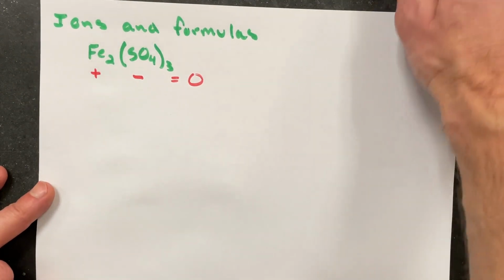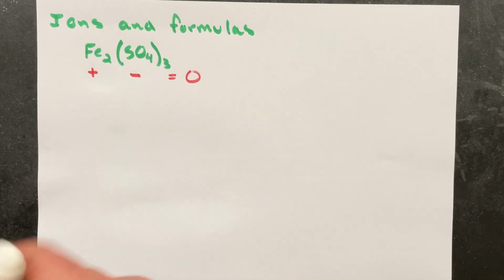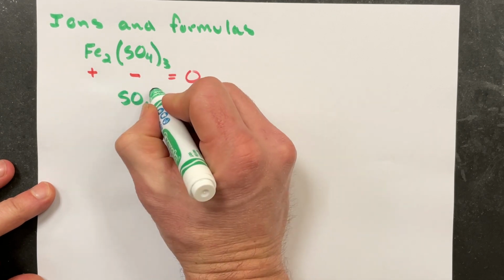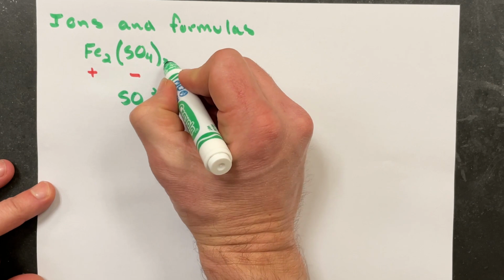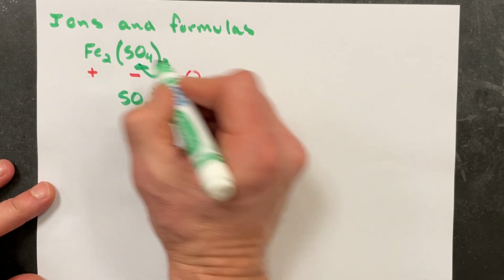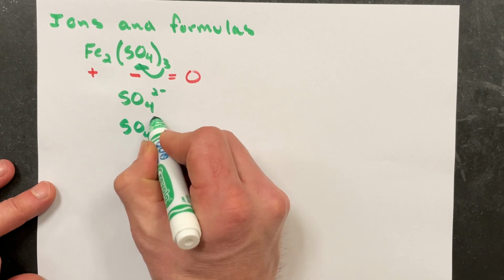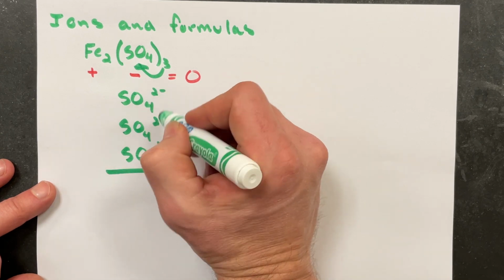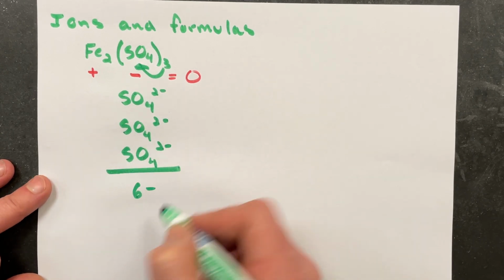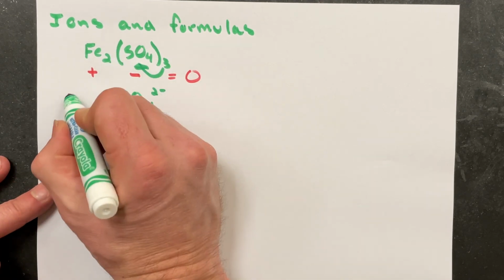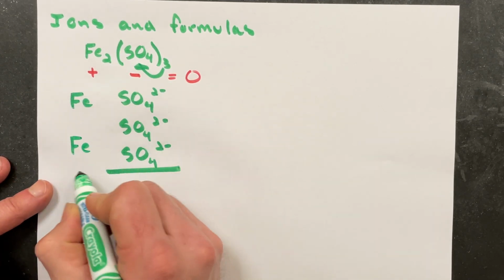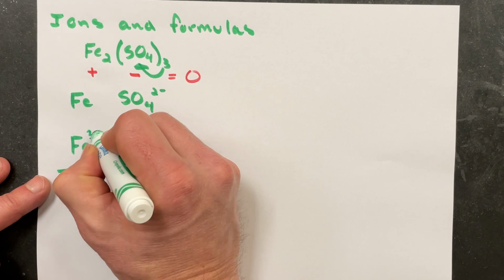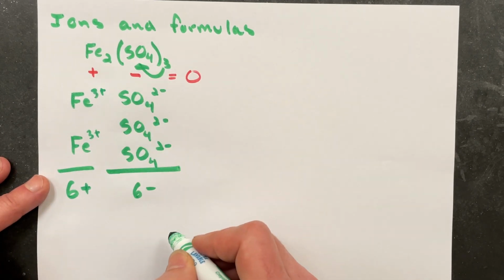So the way we figure that out is we say sulfate always becomes the same thing. This is called a polyatomic ion, and it always becomes SO4 2-. And we have 3 of them. We have 3 SO4 2-. So SO4 2-, SO4 2-. That means we have a total of 6-, whereas iron we have 2 of. So I have 2 irons, and they add up to 6+. So what must each one of them be? Nice simple math there. They must be 3+.